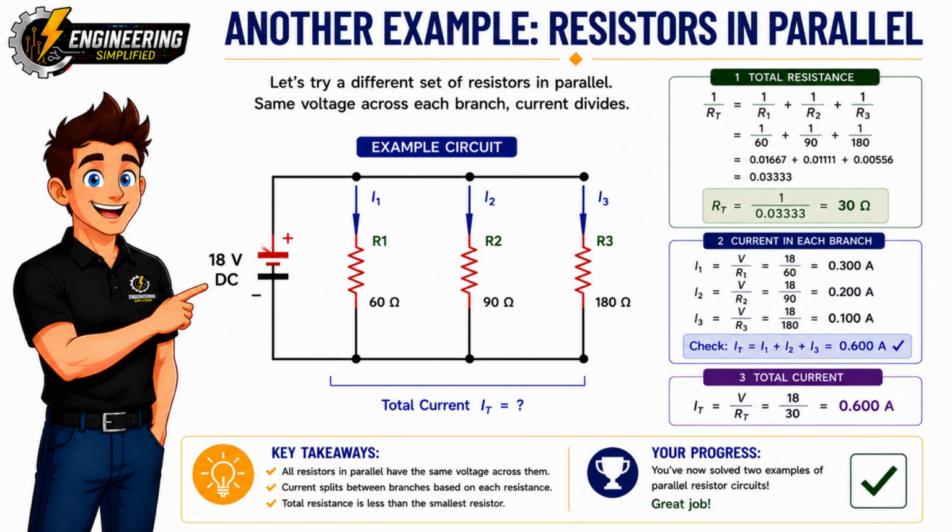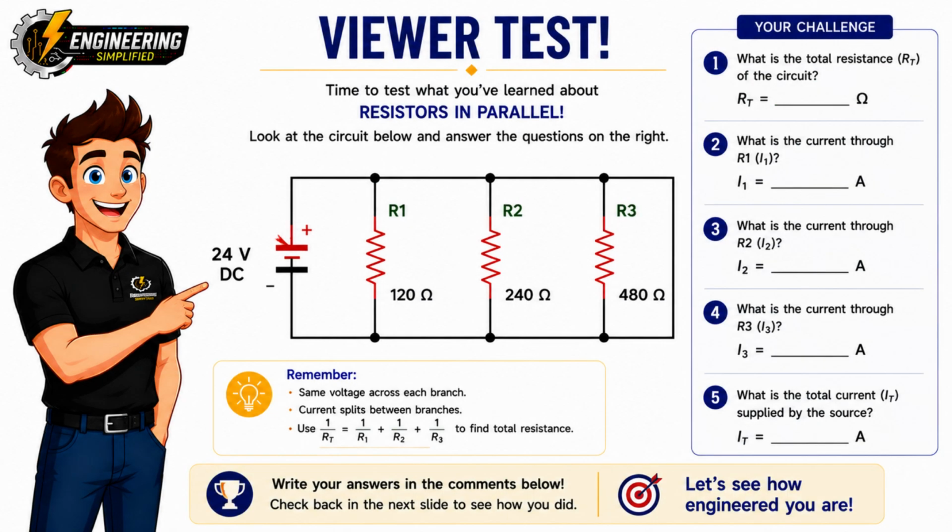Now it's your turn. Take a look at the circuit on the screen and see if you can solve it without looking ahead to the answers. Using everything you've learned so far, I'd like you to calculate 5 values. First, find the total resistance of the circuit. Next, calculate the current flowing through R1. Then, do the same for R2 and R3. Finally, calculate the total current supplied by the power source.